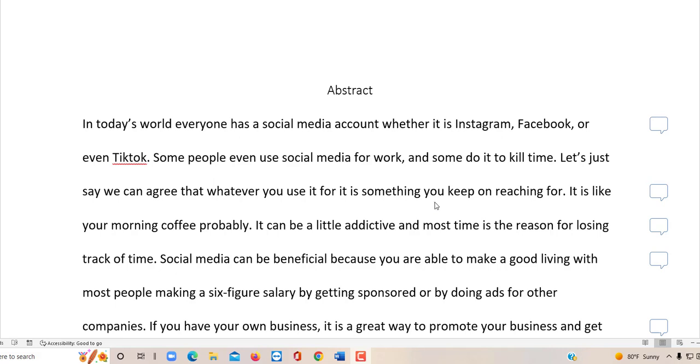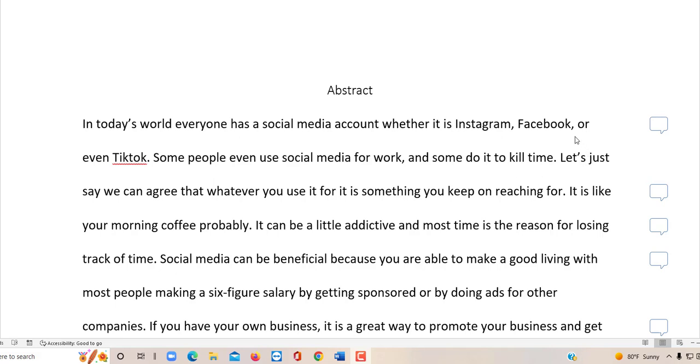What I'm going to do for this paper is turn this paper's you and your into a person and a person's, third person case, so that the student can have a more professional tone. So in today's world, everyone has a social media account, whether it is Instagram, Facebook, or even TikTok. Some people even use social media for work, and some do it to kill time.